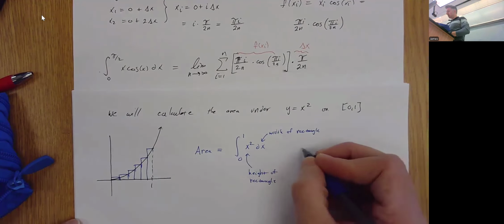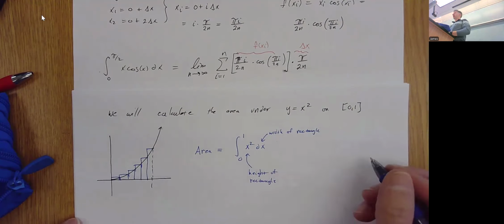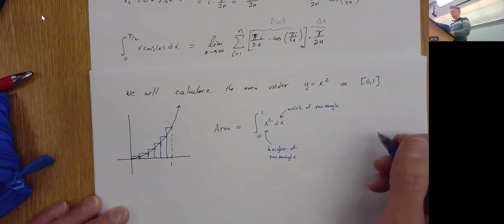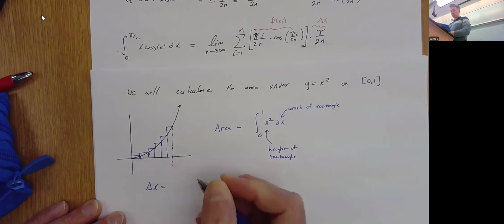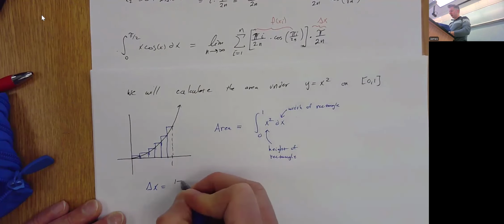So writing this in the limit notation, well, let's actually hold off for a second. Let's find out what our delta x and our x sub i is and all that stuff. So in this case, our delta x is going to be 1 minus 0 divided by n.